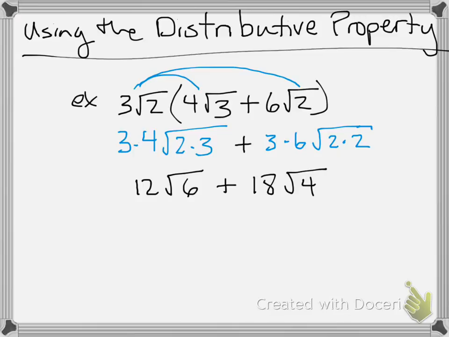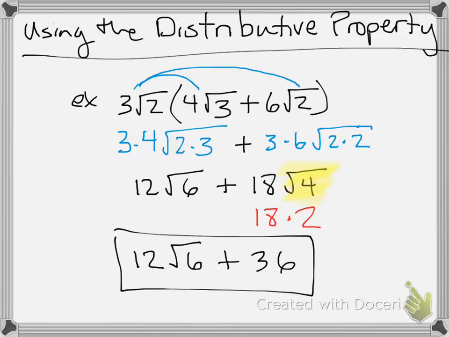We're still not done, because the square root of 4 is a perfect square, which means you have to take the perfect square, which changes that to 18 times 2. 18 times 2 is 36. So that makes our answer 12 square root of 6 plus 36. And that is your final answer.